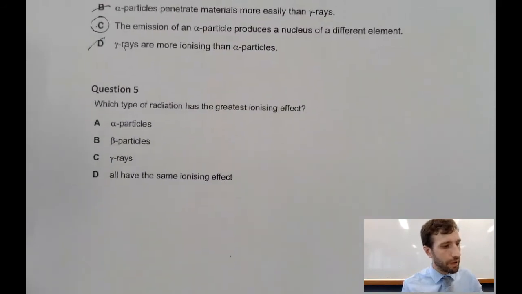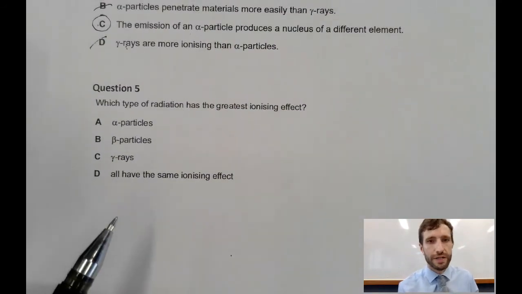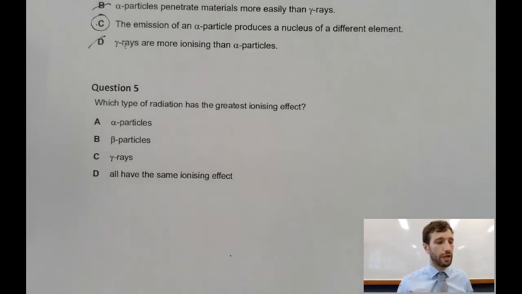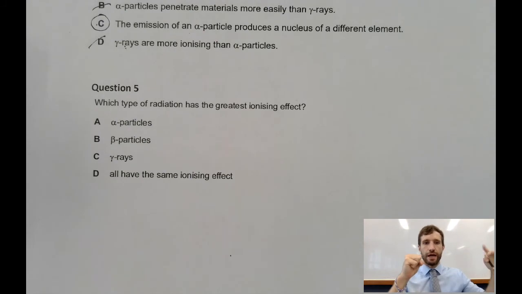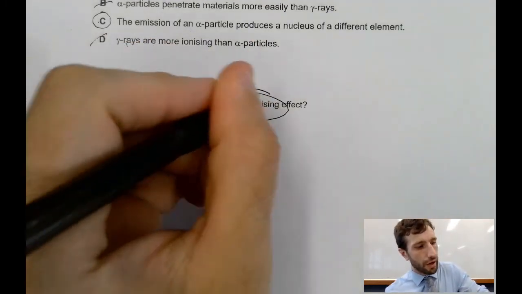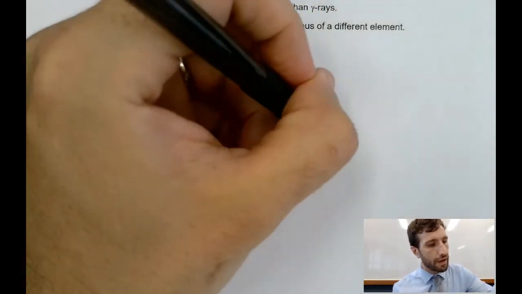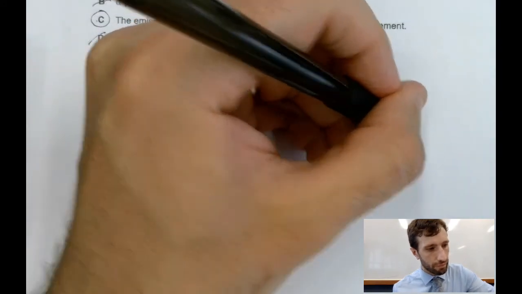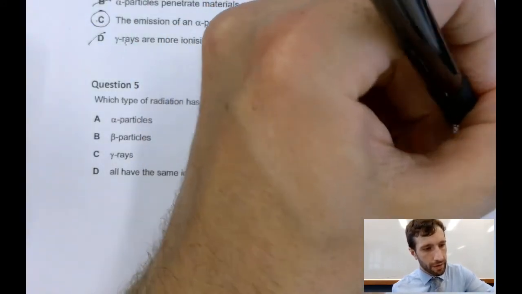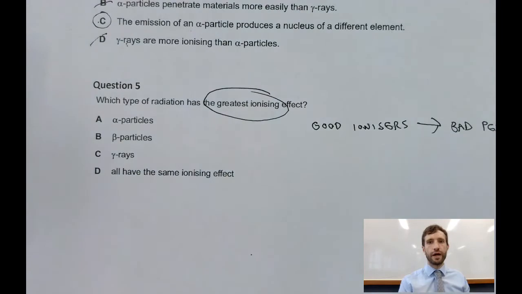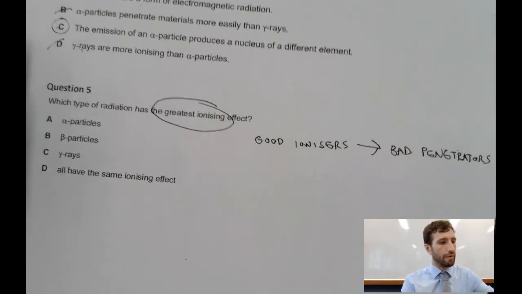All right, last one. Which type of radiation has the greatest ionizing effect? Well, they all ionize. They all create positive ions. We've talked in lessons about the ionizing radiation hitting the particles and knocking out electrons and causing ions to be formed. Well, remember with our ionizers, good ionizers, if there's such a word, mean bad penetrators. Okay, good ionizers means bad penetrators.